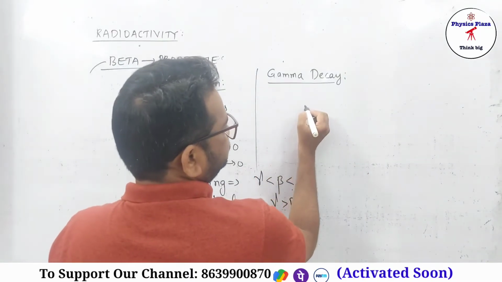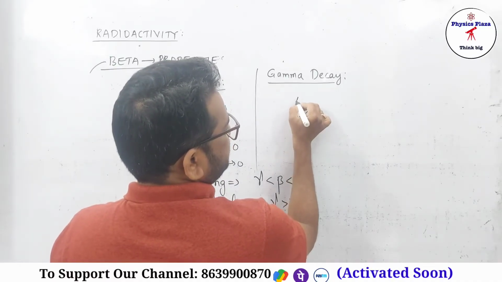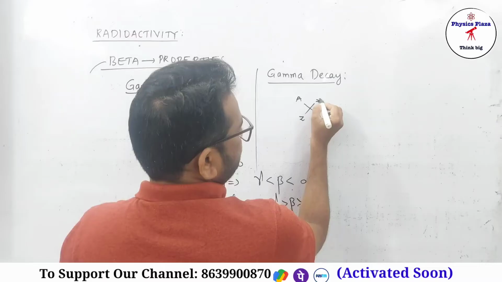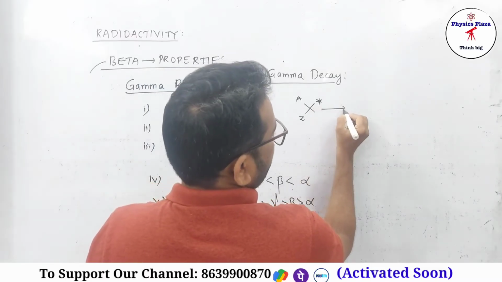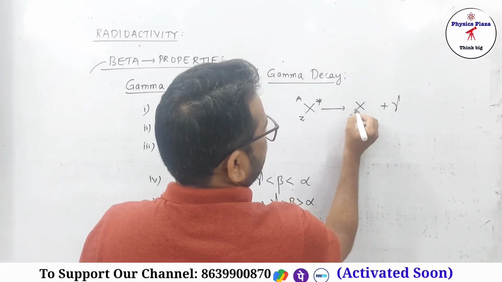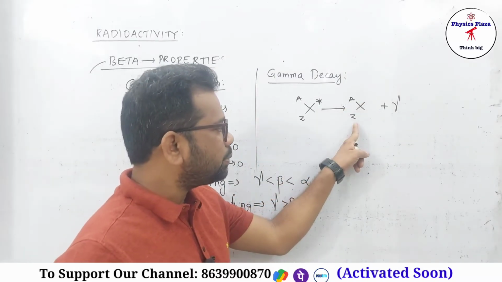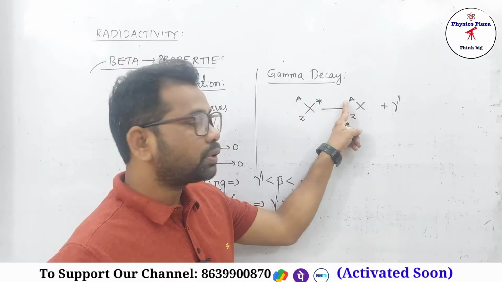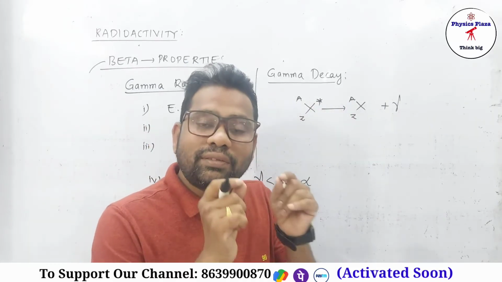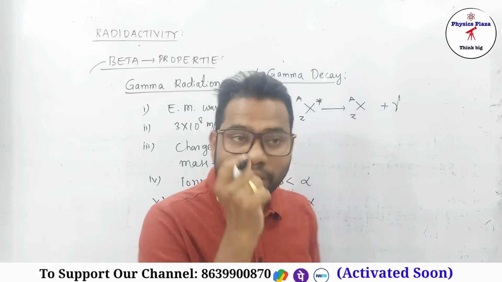So if you can see, X is an atom, for example, Z is the atomic number, A is the mass number. This star represents excess energy. This excess energy is released in the form of gamma, and as usual it is Z and A only, which means there is no change in atomic number and no change in mass number, but there will be a change in the nucleus energy.